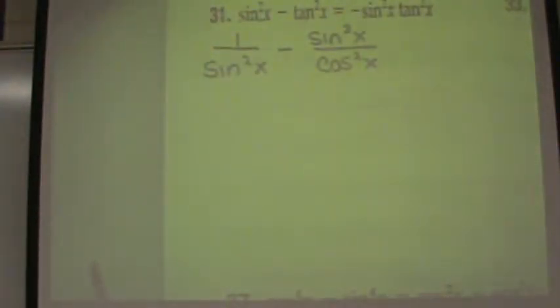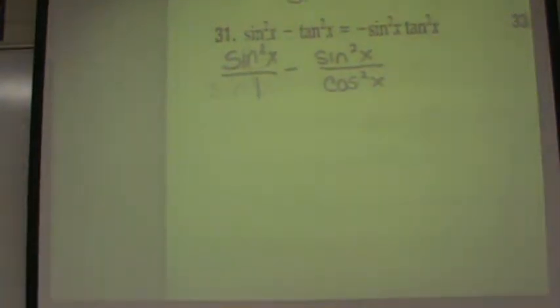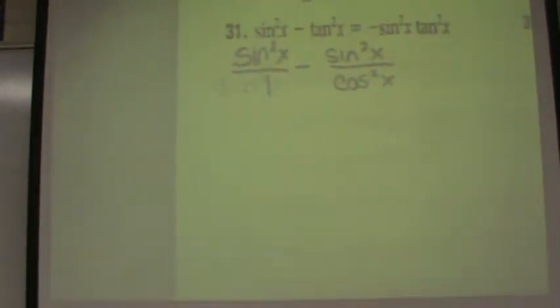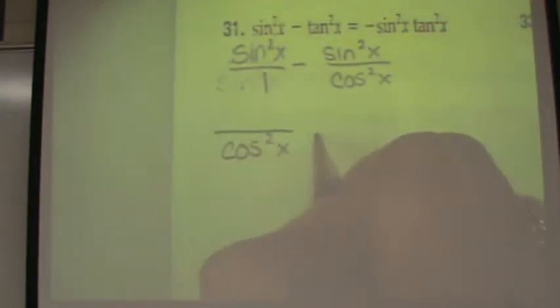Why is that 1 over sine? Yeah, why did you just do that? You change sine squared x into 1. Oh, I'm sorry, I meant the other way around. It's okay. Sorry, guys. Okay, what's your common denominator? What's the common denominator? Cosine squared.